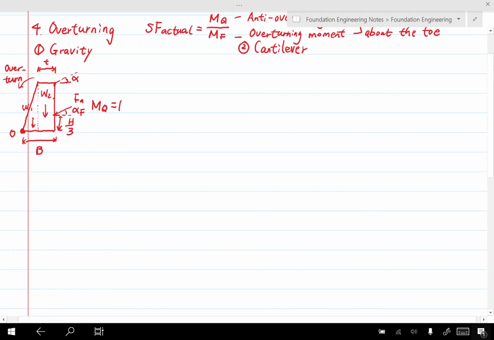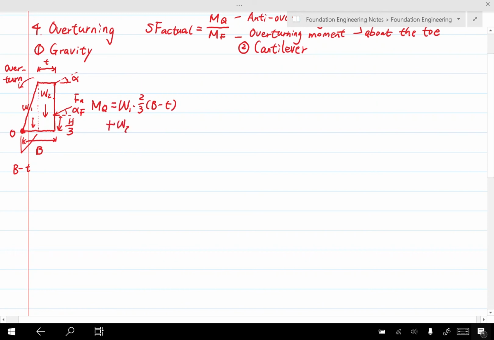and we know W's different weights will be contributing to this moment. Let's take a look at W1. The distance from the centroid of the triangle to point O will be 2/3 of this distance, and this distance here is B minus T. So the distance is 2/3 of B minus T.